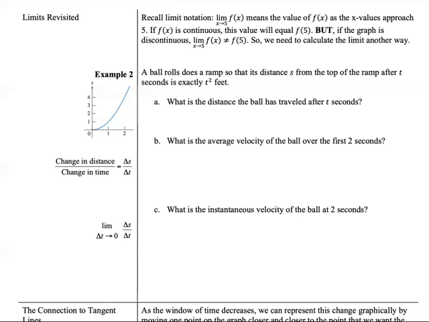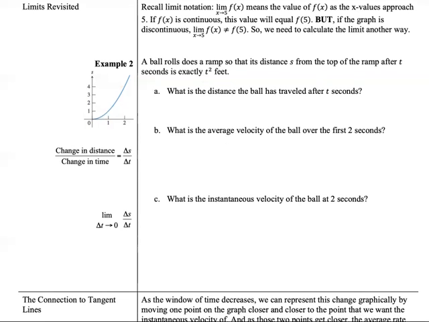So let's look at example 2. We have a ball that rolls down a ramp. Okay, so we have s is our distance from the top of the ramp after t seconds, and we're given that the function that produces is t squared. So what is the distance the ball has traveled after t seconds? Distance was s, and we're looking at distance over time. So distance is directly related to time. So we can say s of t equals t squared. Okay, our distance was measured in feet, and our time is measured in seconds. So time is in seconds and distance is in feet.